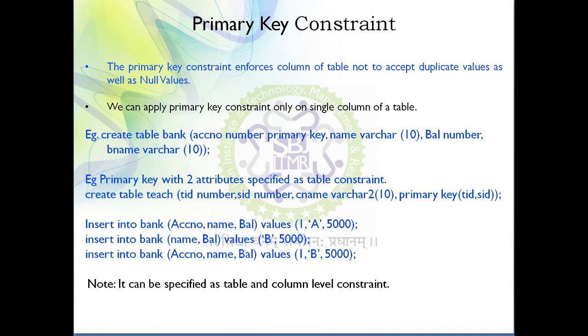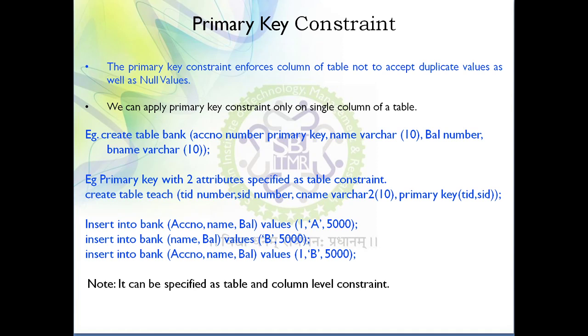So for account number I want that its value should not be a null and its value should not be a duplicated one. Means I am considering the attribute of account number. So I want that account number value should not be duplicated and its value should not be a null. Because suppose the account number value is null, then also I am facing a problem. Suppose that account number value is duplicated, then also I am facing a problem.